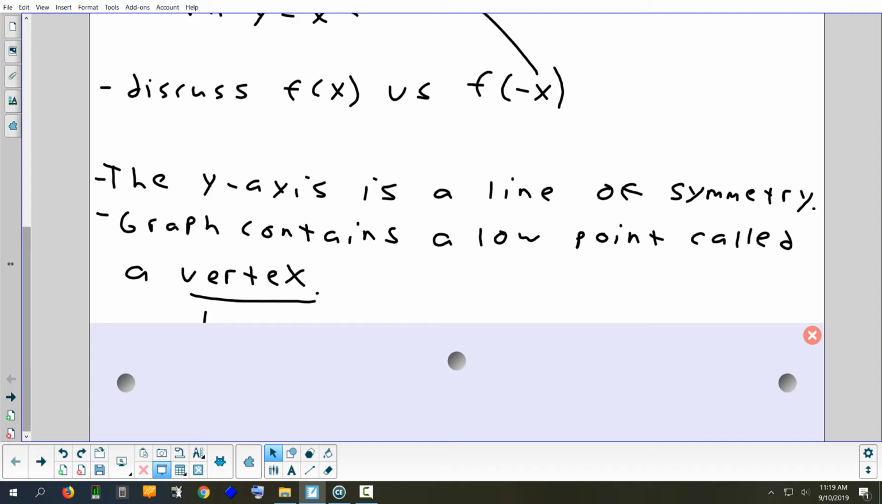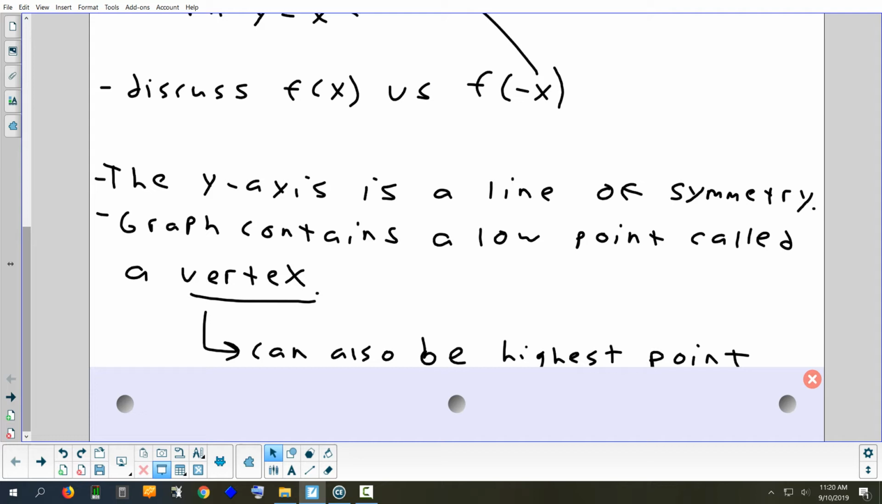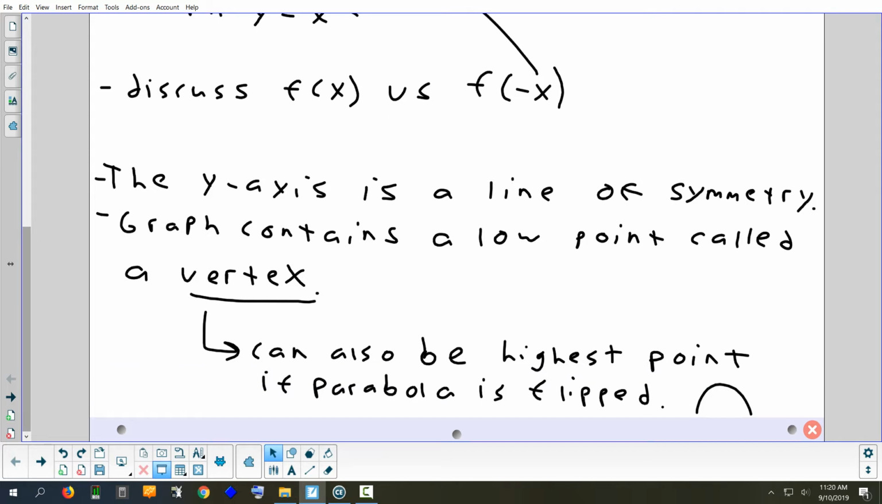Parabolas always have a vertex. The vertex can be a low point, which we call a minimum, or a high point, which is a maximum. It just depends on which way the parabola is facing. So the vertex could be the highest point if you flip the parabola. The x-axis is not a line of symmetry for a parabola. Ever. The line of symmetry is always up and down for a parabola. Always vertical.